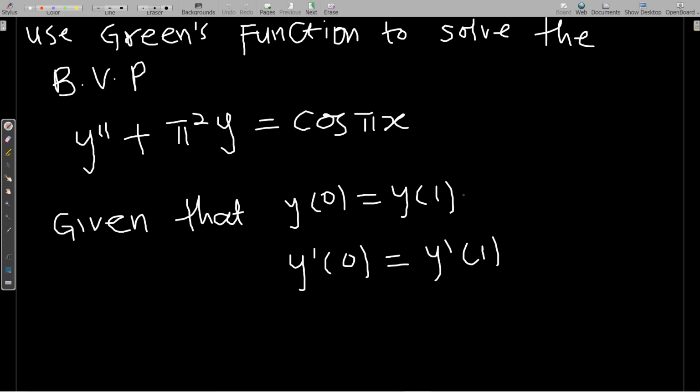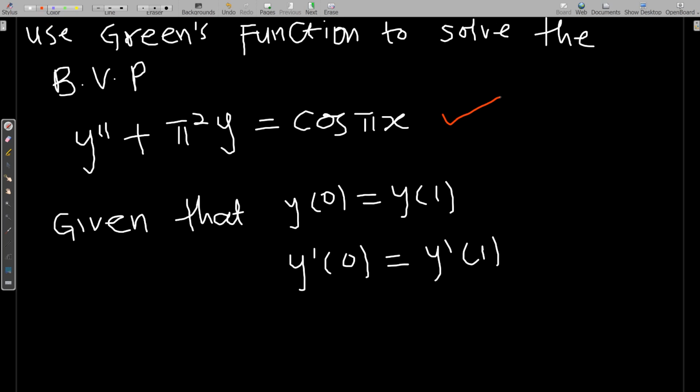Okay, so in this lesson, we'll go through how to use the Green's function to solve a given BVP. Let's start with an example. Use Green's function to solve the BVP. You have y double prime plus pi squared y equals cos pi x.